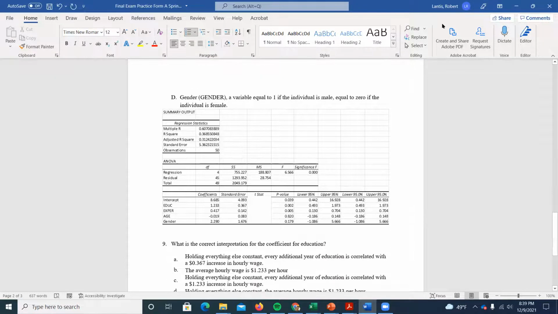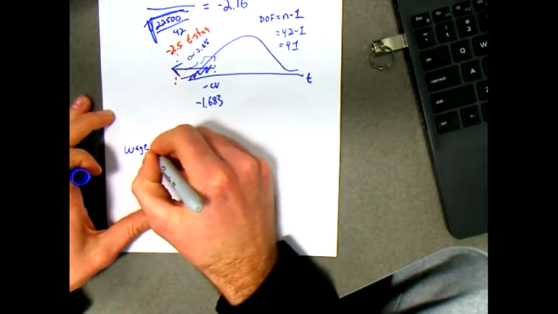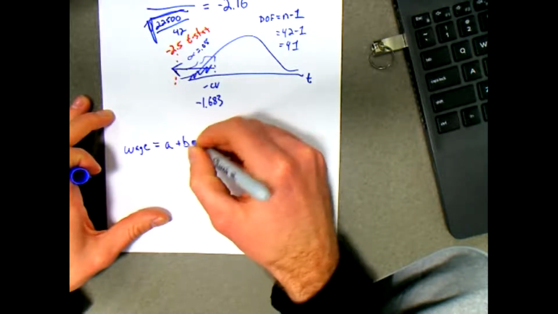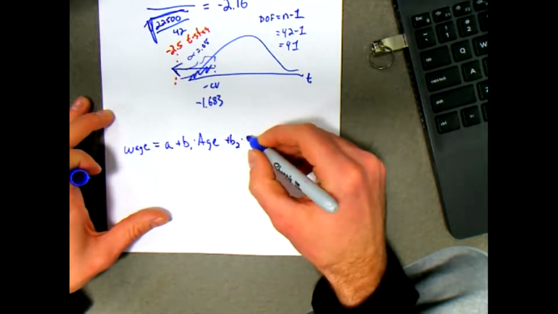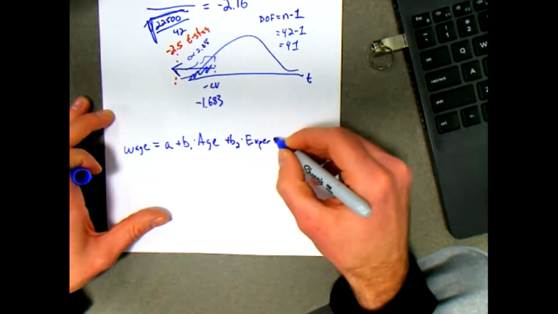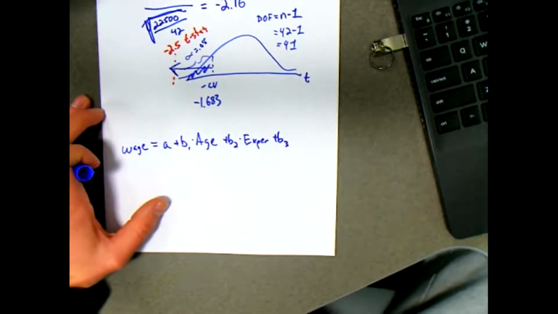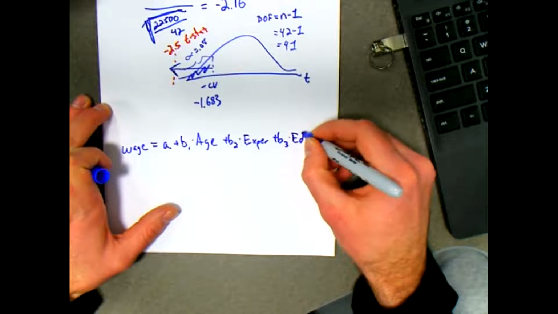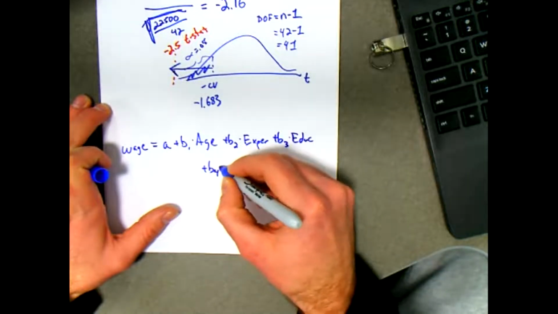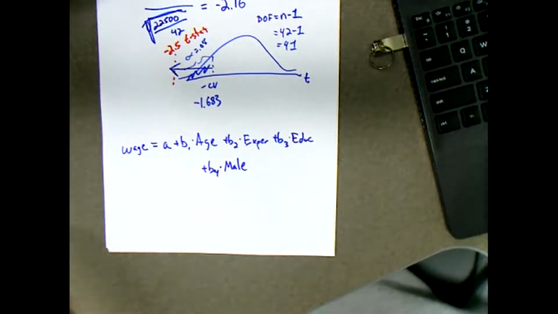So even if we just want to have a good idea of what we're doing here, we're taking wage, which I believe is hourly wage. We're including all these other covariates or control variables: age, experience, and education. I already forgot the other one, but as soon as I switched over, I remembered. And then there's a gender variable. We'll just call it male to make it a little bit easier: 1 if they're male, 0 if not.